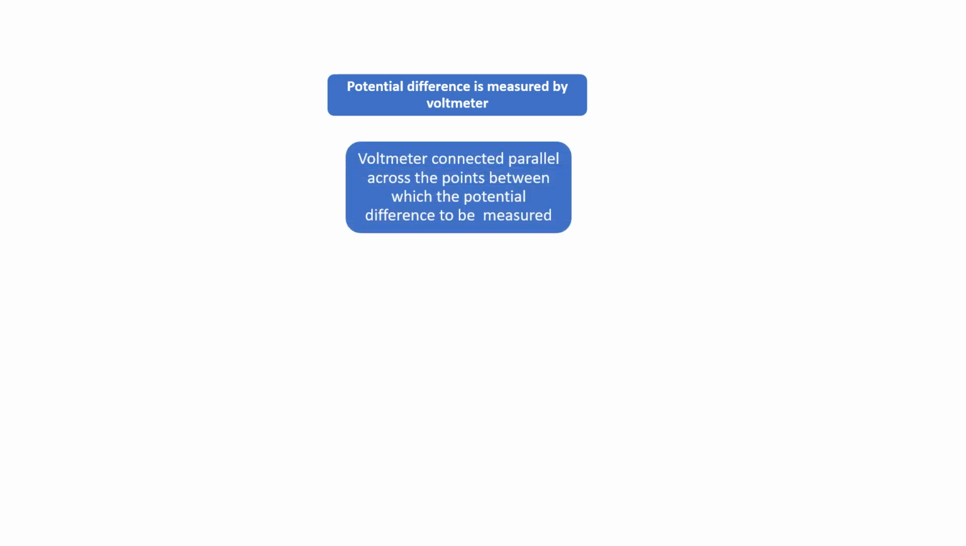Potential difference we can find out by using the voltmeter. We always connect the voltmeter in parallel across the points where the potential difference is measured, because in parallel connection all the devices have the same potential difference.